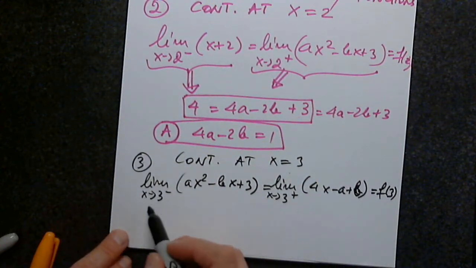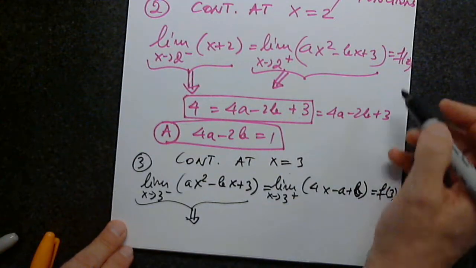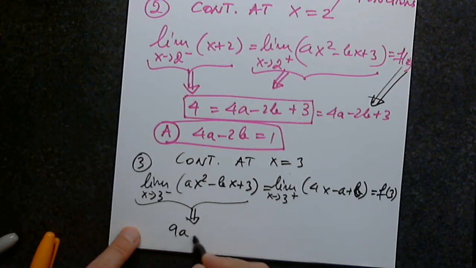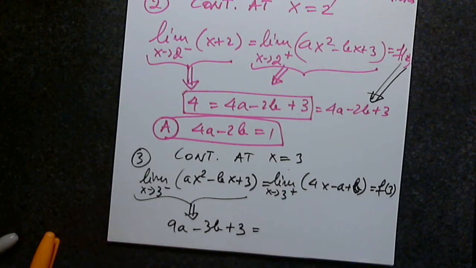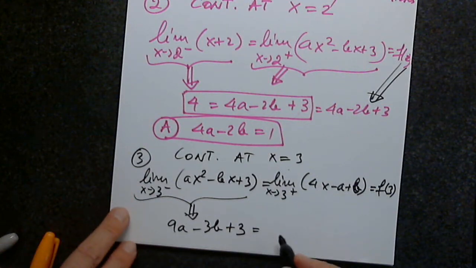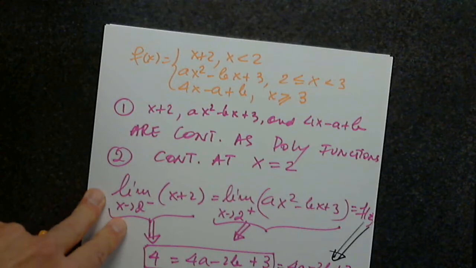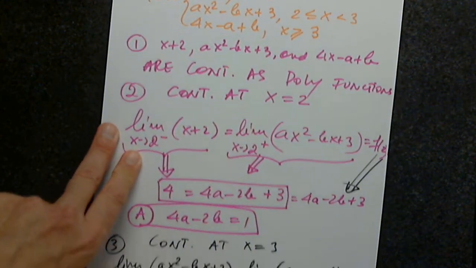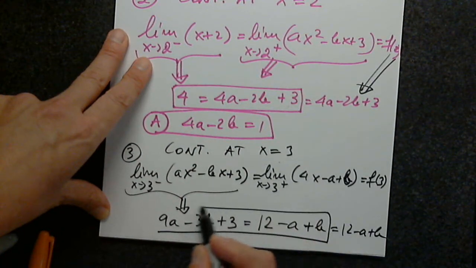Okay, so can anyone give us this? 9a minus 3b plus 3, equals... 12 minus a. Minus a plus b equals, where do I plug in 3? So I get the same thing, 12 minus a plus b. This is what I care about.